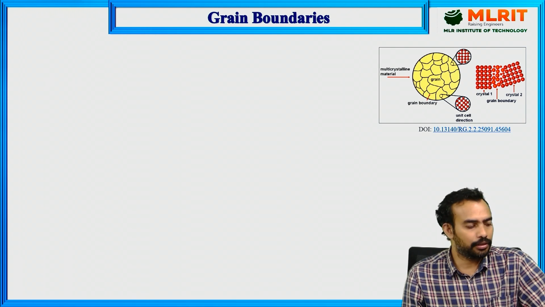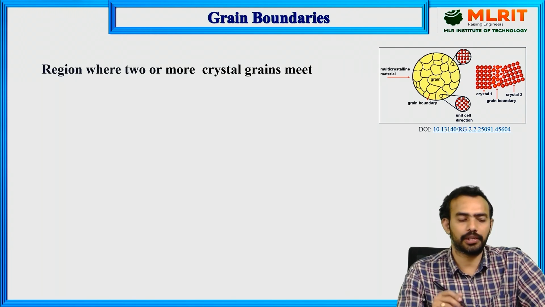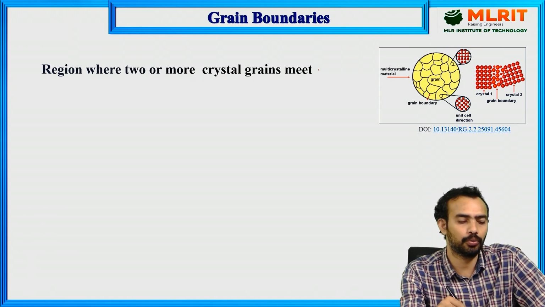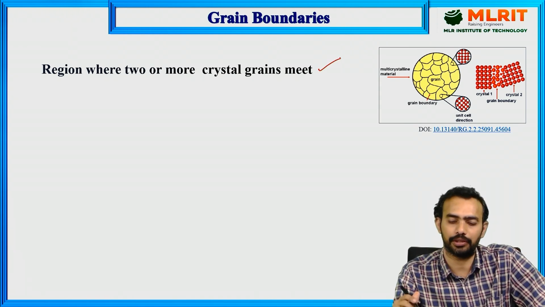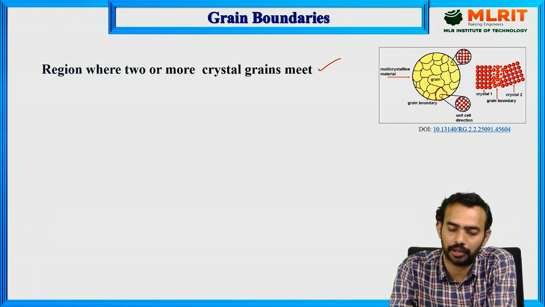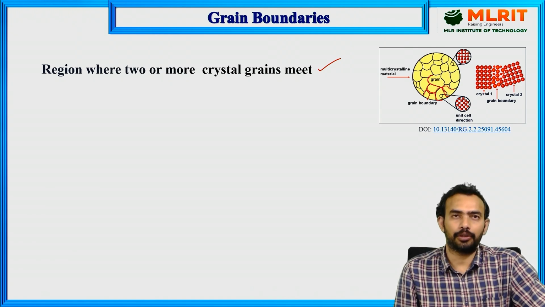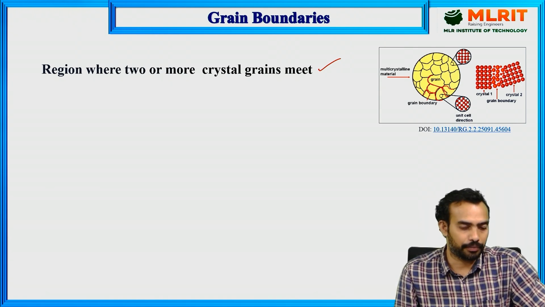So let us discuss more about grain boundaries here. Grain boundaries, as I mentioned, are a region where two or more crystal grains meet. So this is one region and this is another region. All these are basically grain boundary regions. It is a region where two or more crystal grains meet.